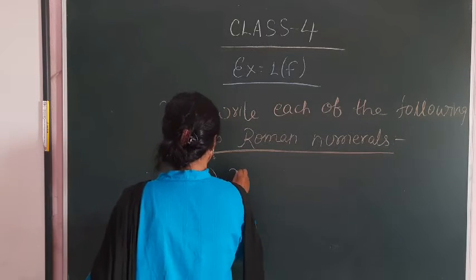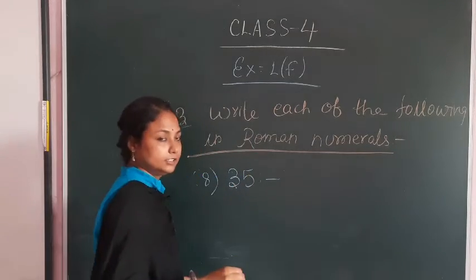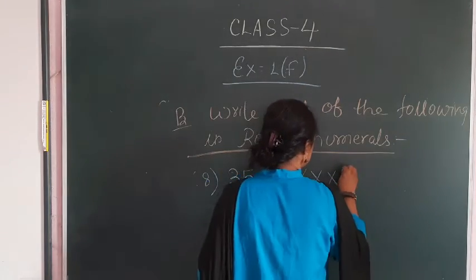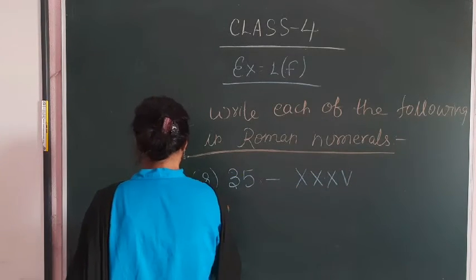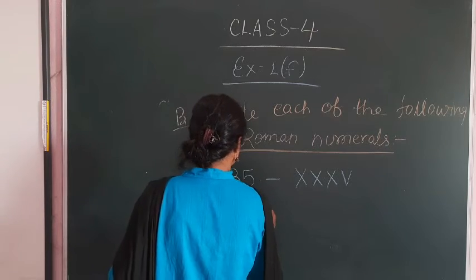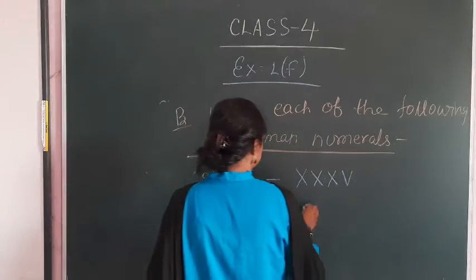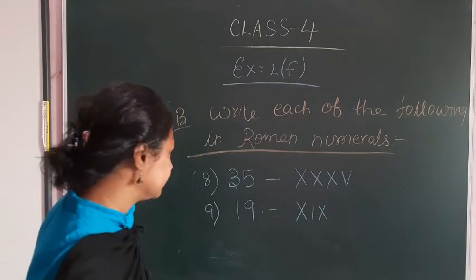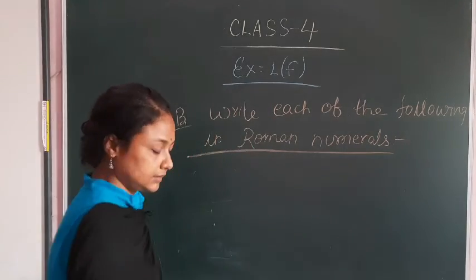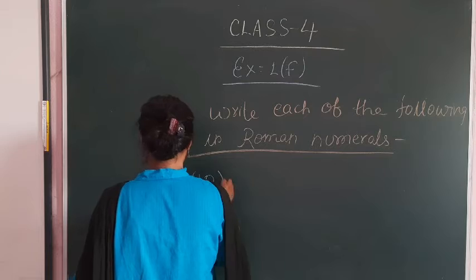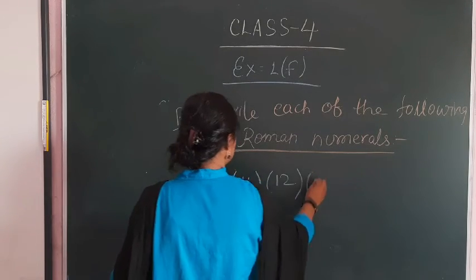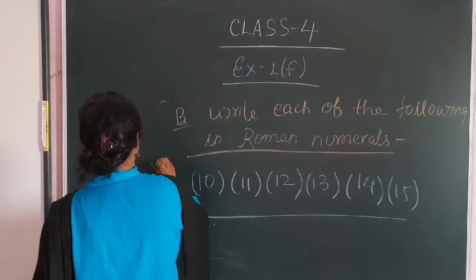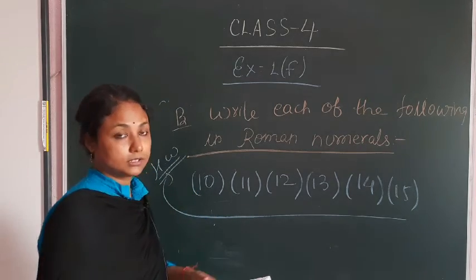Question 8, this is 35. 10, 10, 10, this is 30 and 5. This is 35. 19. So 10 plus 9. This is 19. Then question number 10, 11, 12, 13, 14 and 15. This is the homework.